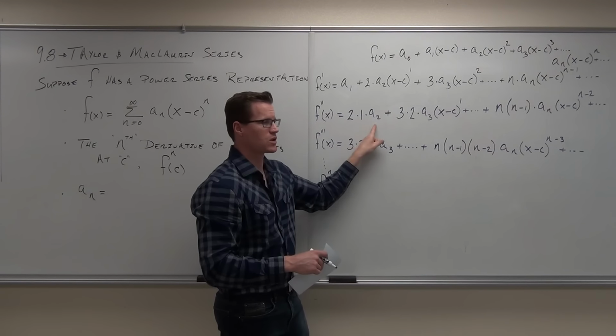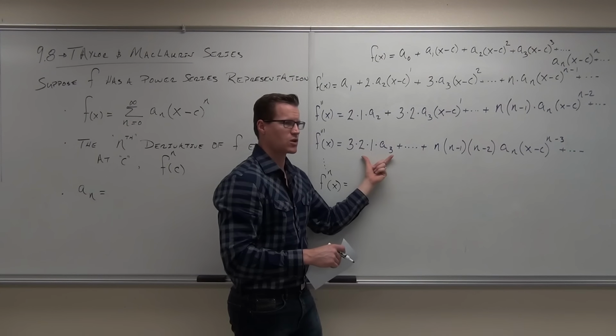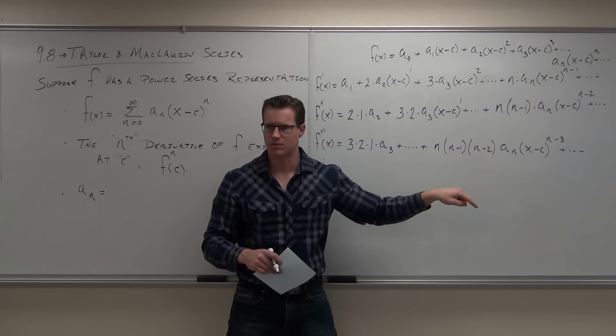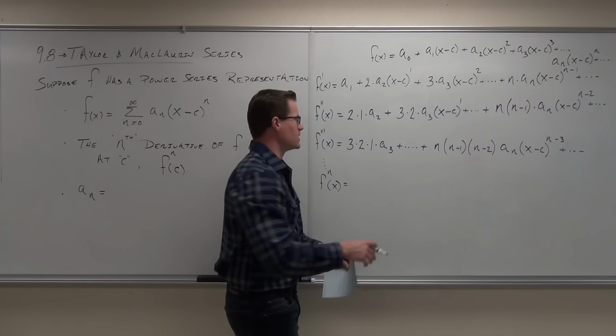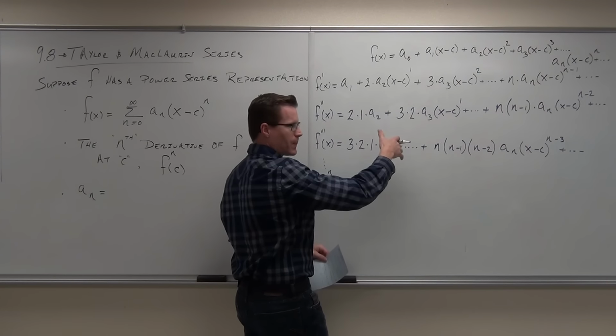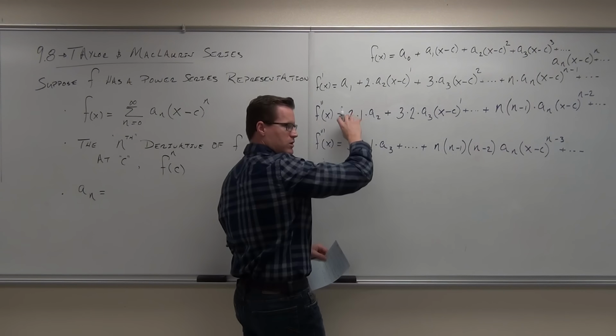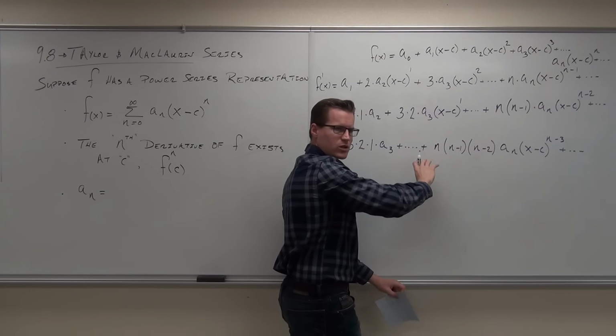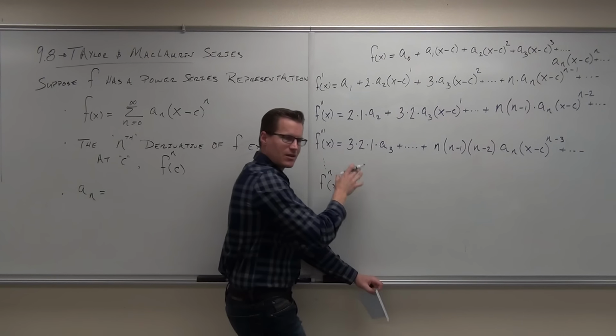Second derivative, a sub 2 is your constant term. Third derivative, a sub 3 is your constant term. Nth derivative, a sub n is your constant term. So ultimately, what we're going to get down to is every term before it is going to go to 0. The a sub 1 term goes to 0, a sub 2 term goes to 0, a sub 3 term goes to 0. A sub n minus 1 term is going to go to 0 if we take the nth derivative.